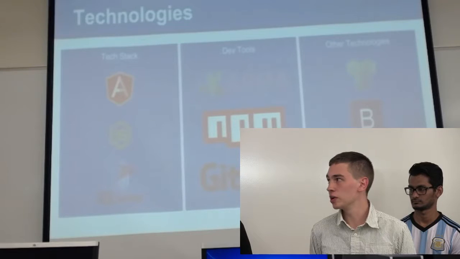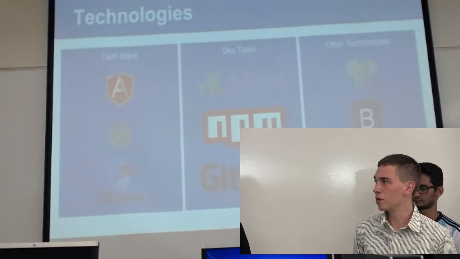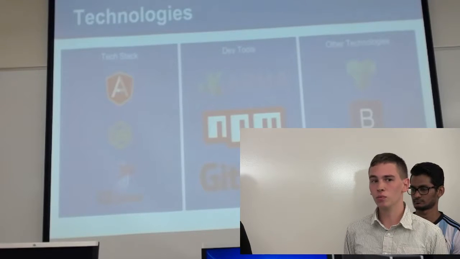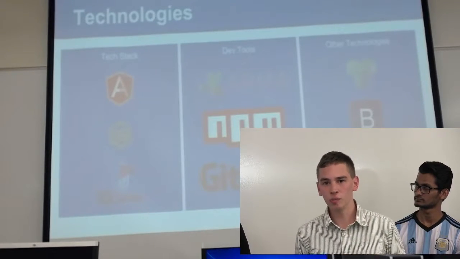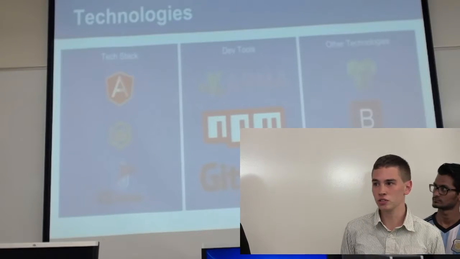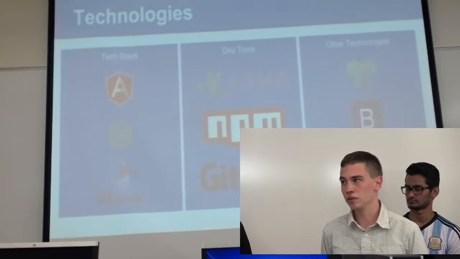Then for our development tools, since we changed from Spring to Node.js, we had to switch from Maven to NPM for our package manager. We moved from the SE department's Git to GitHub because it provided a lot of really nice features that we were missing on that and made it a lot easier for us to develop.